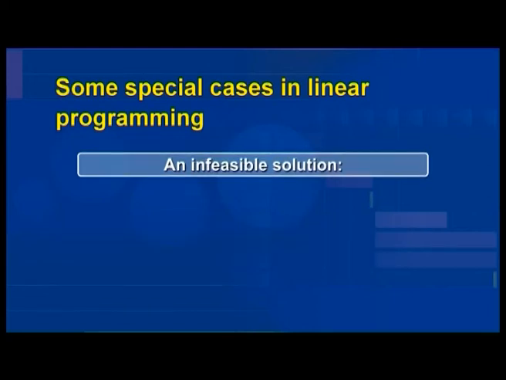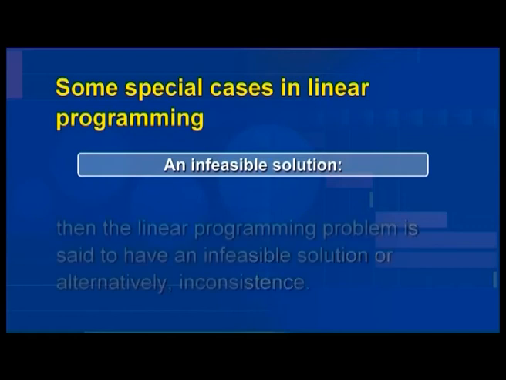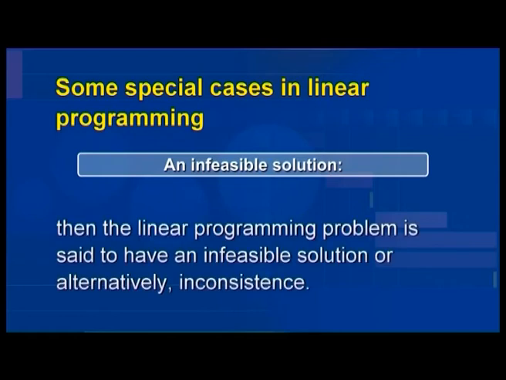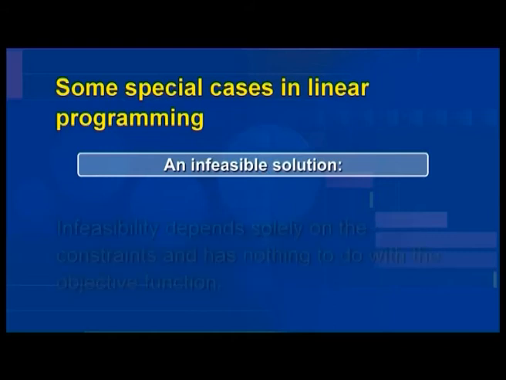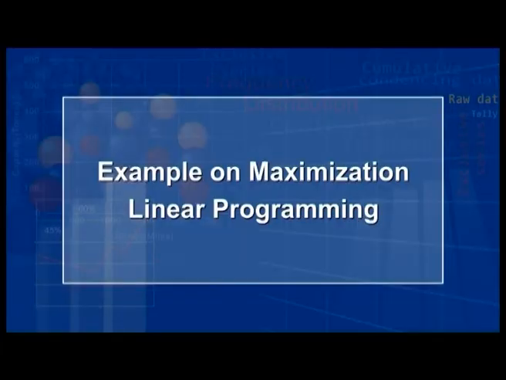An infeasible solution. It is not possible to find a feasible solution that satisfies all the constraints. Then the linear programming problem is said to have an infeasible solution or, alternatively, inconsistent. Infeasibility depends solely on the constraints and has nothing to do with the objective function.